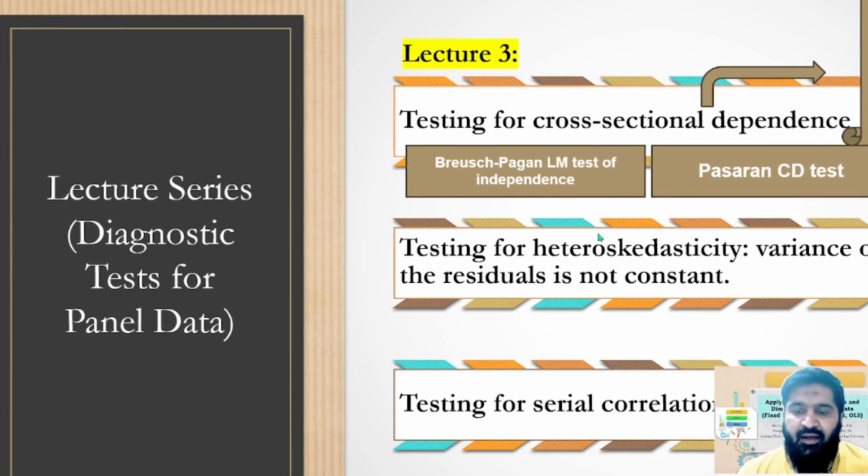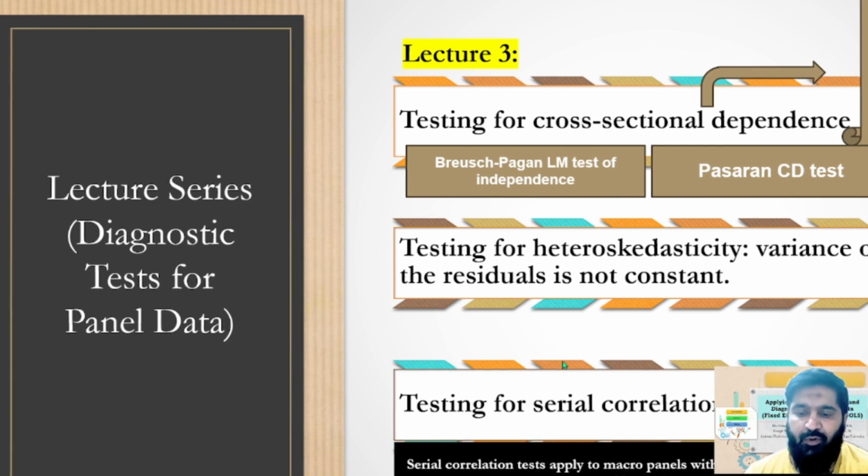In the next phase, we will talk about how we can check for the presence of heteroskedasticity or homoskedasticity. Heteroskedasticity is basically a concern related to the variance of the residuals, which claims that the variance of the residual is not constant. Actually, the variance of the residual should remain constant over time. So if the variance is not constant, it means that there is an issue related to heteroskedasticity.